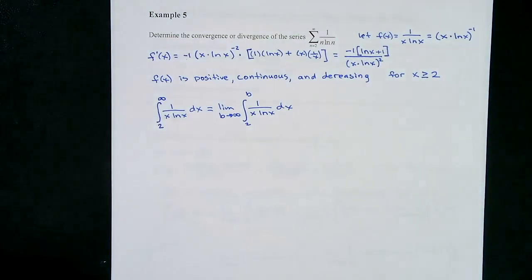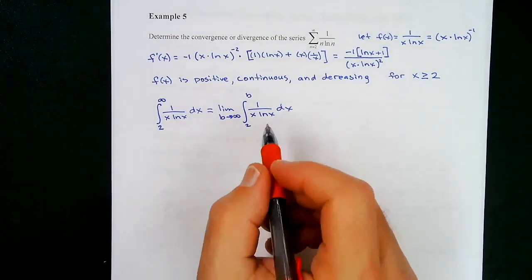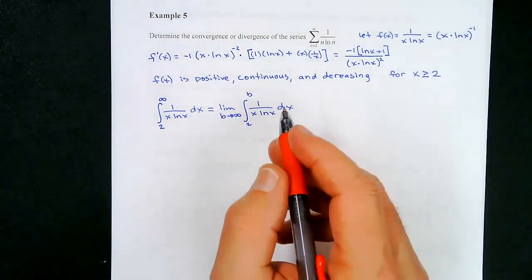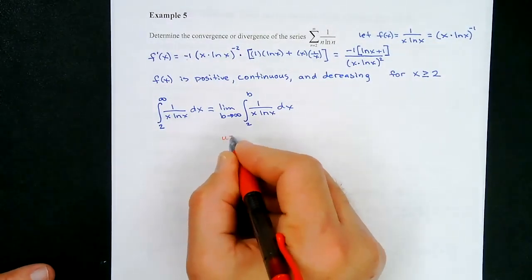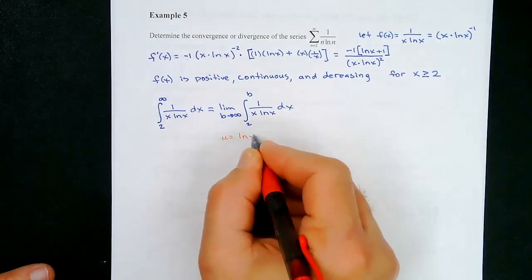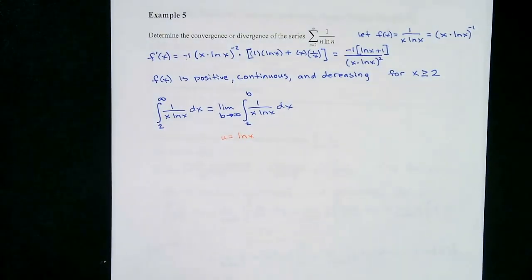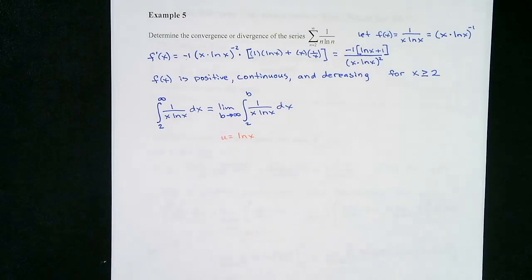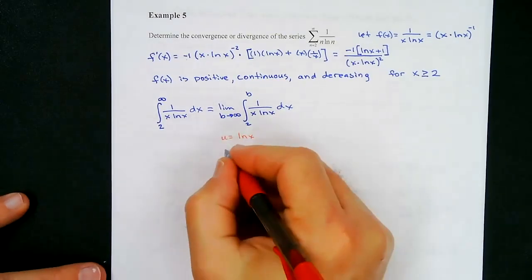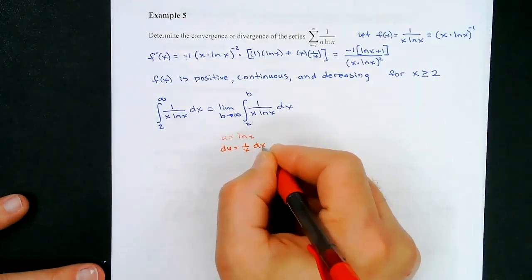Here's the decision: how do we integrate this? This isn't something we should recognize like the arctan one just a minute ago, but we could use substitution. So if we let u equal ln of x, then the derivative, du, would be 1 over x dx.